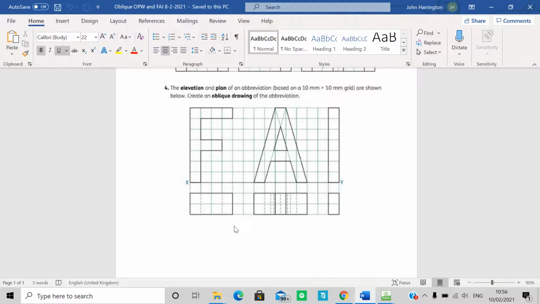So the question we're going to do today is the letters FAI in oblique. Again, the grid is 10 by 10. You need to count the boxes in the length and in the height, and you'll notice in the plan view here that the thickness this time is going to be 2 boxes thick, which means it's going to be 20 mil thick. All our oblique drawings up till now, the thickness was 10.